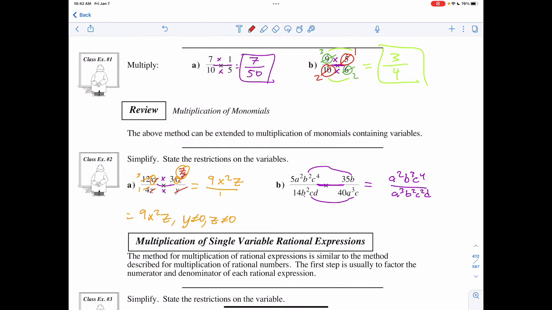I'm going to look at my coefficients, and I can divide the 5 and the 40 both by 5 to get 1 and 8. I can divide the 14 and the 35 both by 7 to get a 2 and a 5, which means that 1 times 5 is going to be 5, and 2 times 8 is going to be 16.